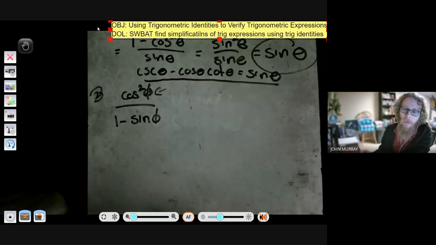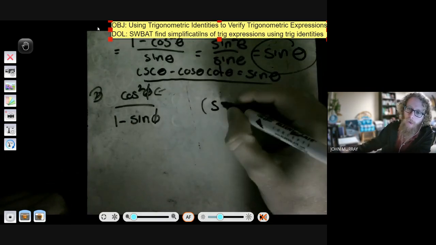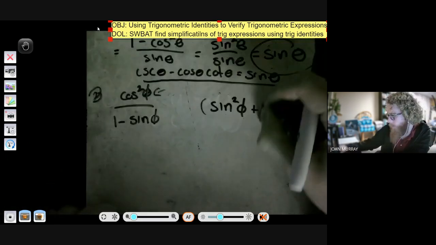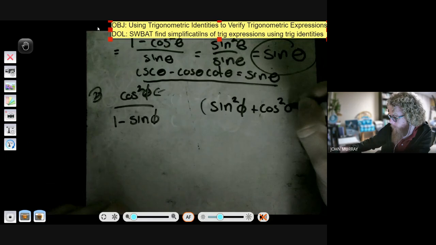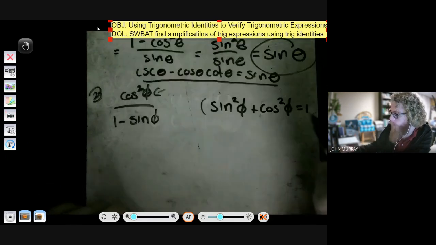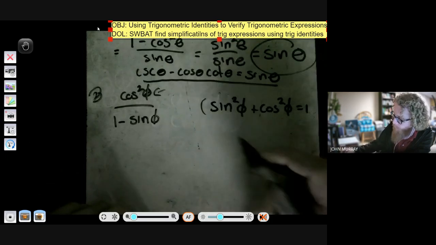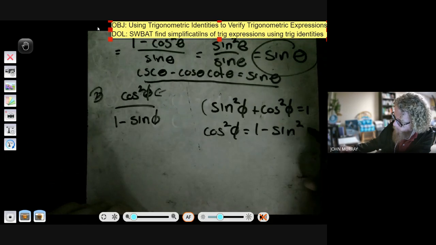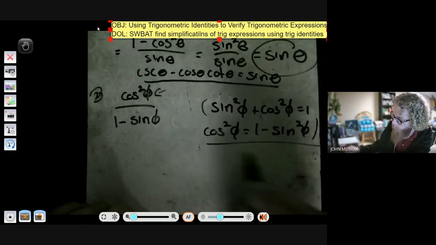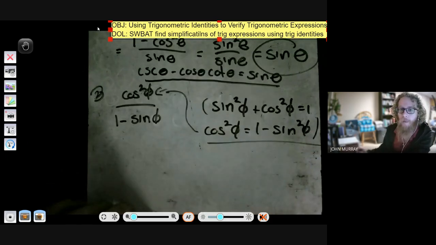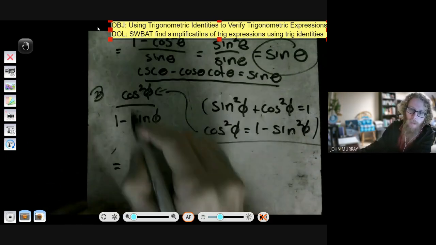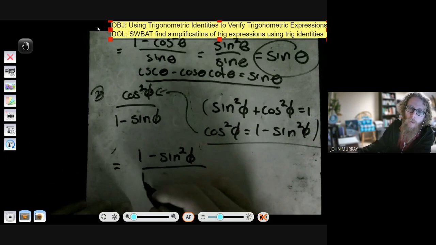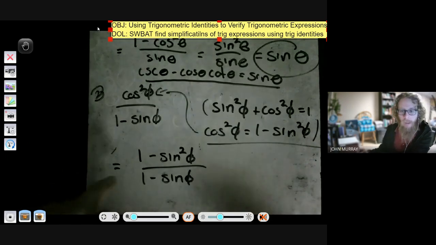What I do see, though, is this cosine squared. So again, I'm going to use my Pythagorean identity, and I'm going to manipulate it so I get the cosine squared by itself. So this I'm going to use for substitution up here. My new equation is going to be 1 minus sine squared of phi over 1 minus sine of phi.